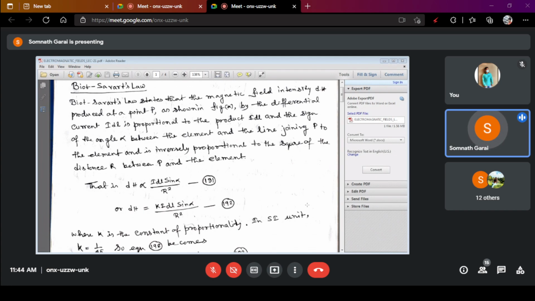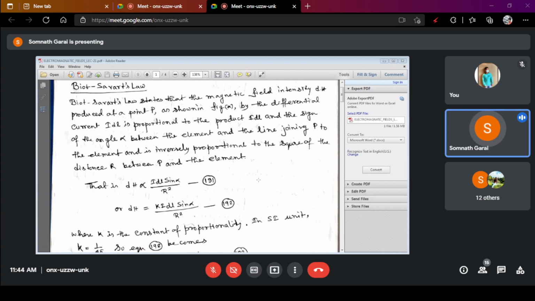So we can write dH is proportional to I dL sine alpha, and this magnetic field intensity is also inversely proportional to the square of the distance R between the point P and the element.